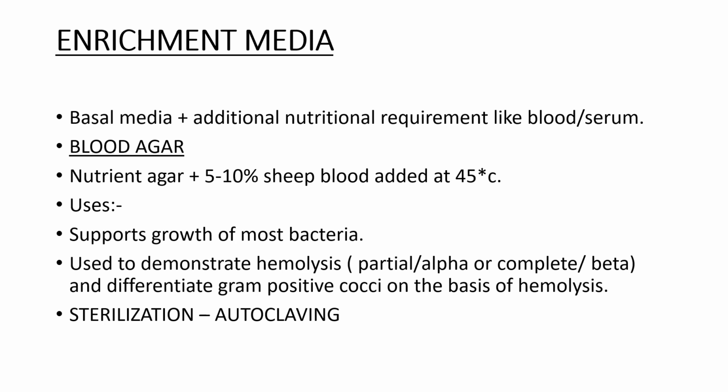Examples of enriched media are blood agar, in which nutrient agar is used and 5 to 10% of sheep blood is added at 45 degrees centigrade. Its uses are that it supports the growth of most of the bacteria and it helps to demonstrate hemolysis, which can be partial, alpha, or complete, beta hemolysis. It can differentiate between the various gram-positive cocci on the basis of hemolysis. The sterilization is of nutrient agar, which is done by autoclaving, into which aseptically defibrinated 5 to 10% sheep blood is added at 45 degrees centigrade.